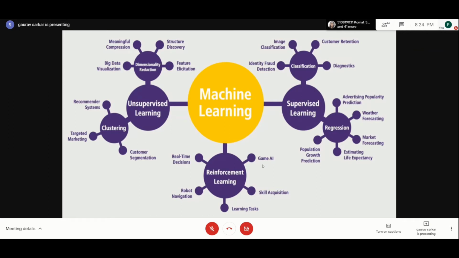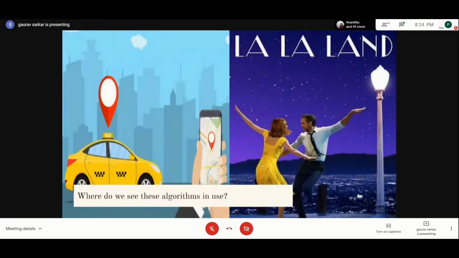I will be talking about one example of unsupervised learning, that is clustering. Let me first give you an example, then it will really help you. We will be talking about unsupervised learning, and under it we will come to clustering. In clustering, we will be seeing k-means clustering.